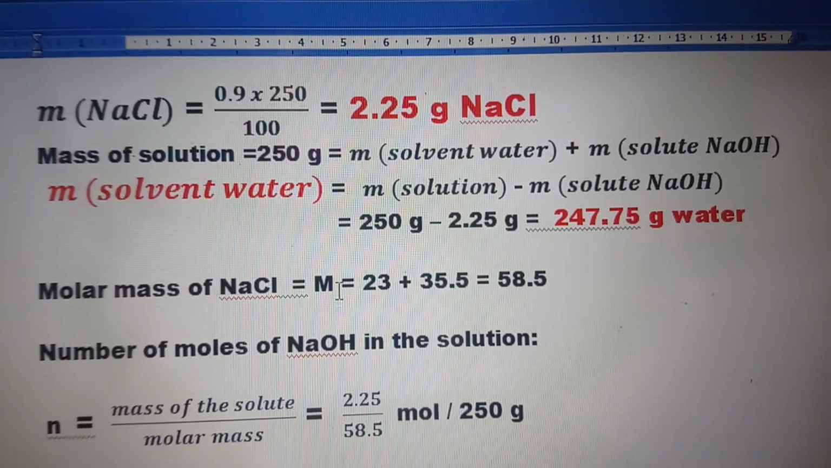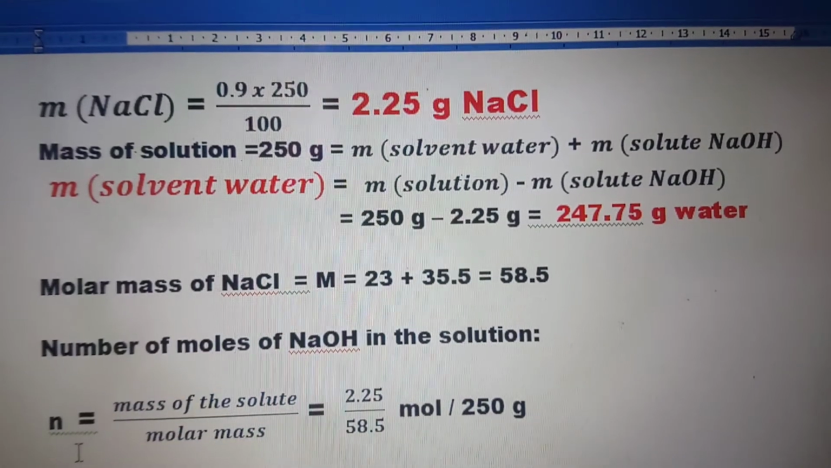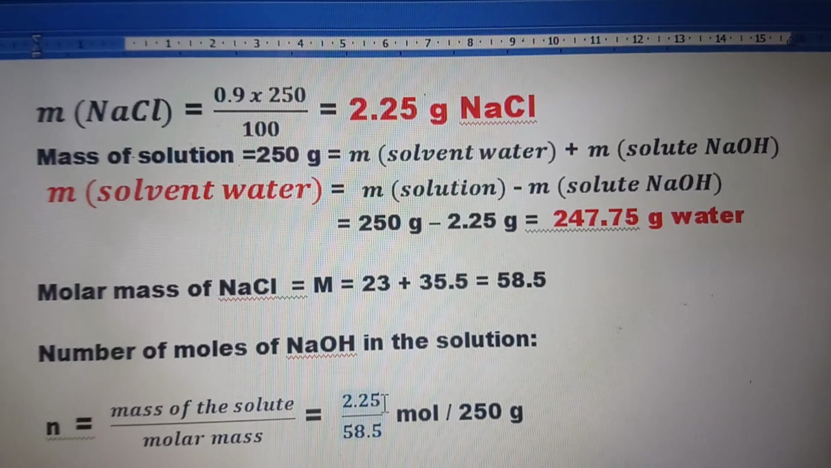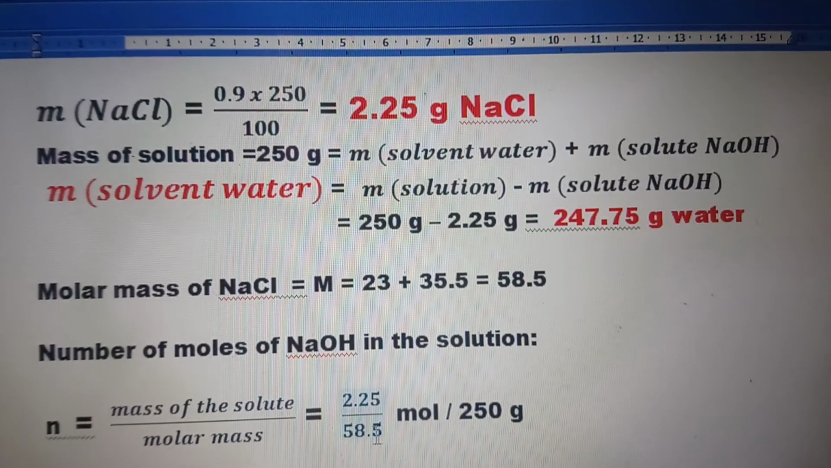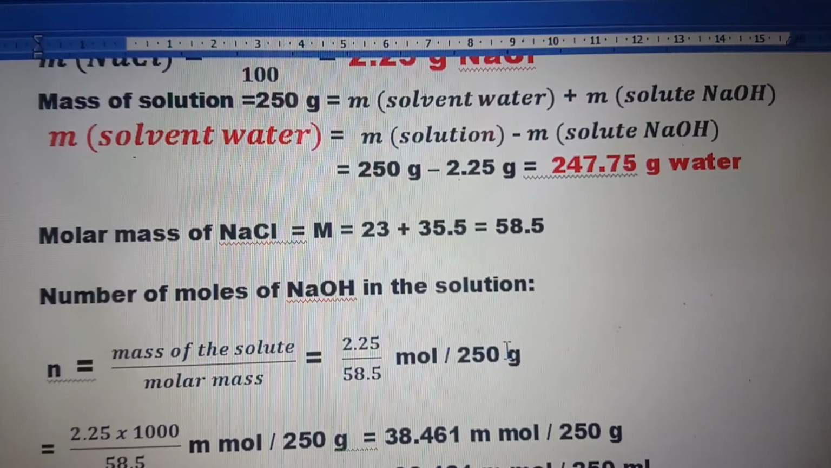Now, the next part of the question is the molar mass of sodium chloride. We want to calculate the mass. Molar mass is equal to the atomic mass of sodium plus the atomic mass of chlorine, which is equal to 58.5. The number of moles of sodium chloride in the solution can be calculated from the equation: number of moles n is equal to the mass of the solute divided by the molar mass. That is equal to 2.25 grams of sodium chloride divided by 58.5 gram per mole. That will be equal to 2.25 divided by 58.5 mole per 250 grams.